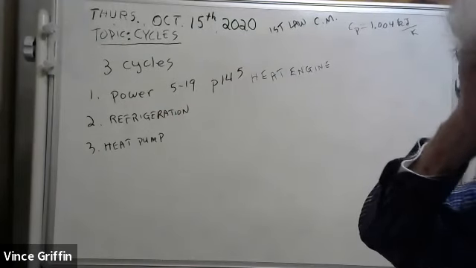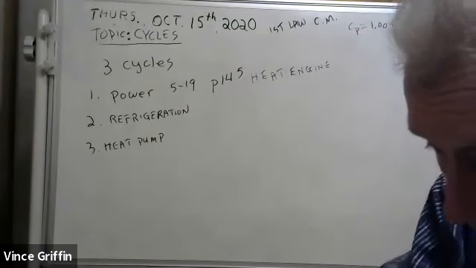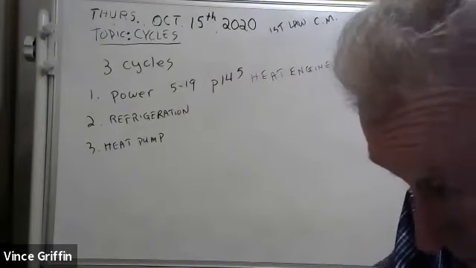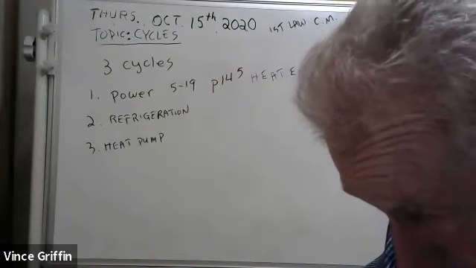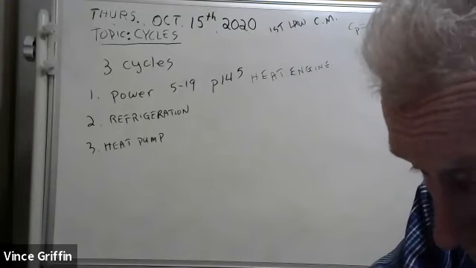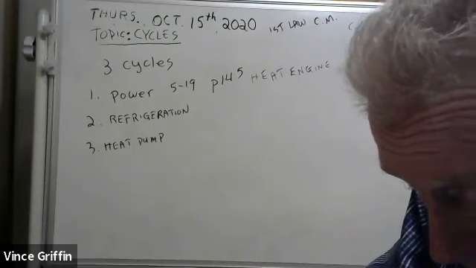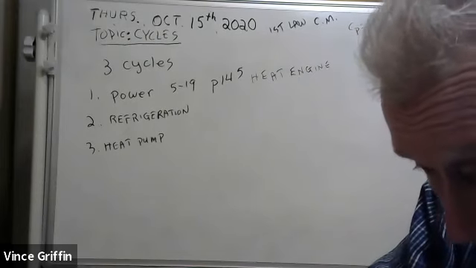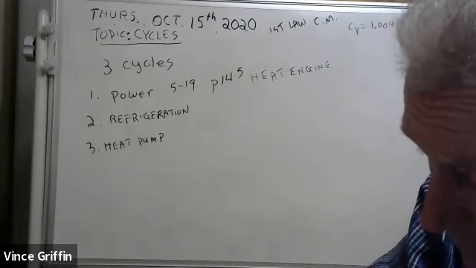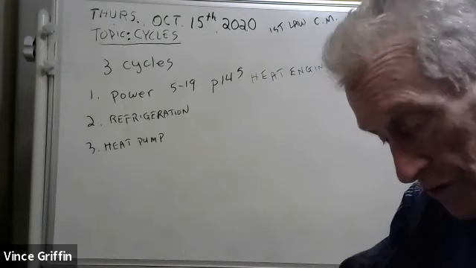And an example would be like your lawnmower. Your lawnmower is a heat engine. Well, your automobile is a heat engine because you've got fuel, you're burning fuel, it makes a high temperature, right? It gets hot. And you have a cycle.